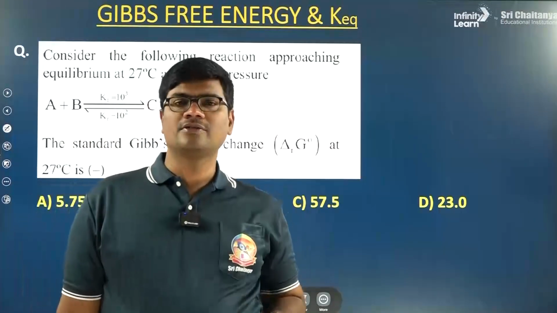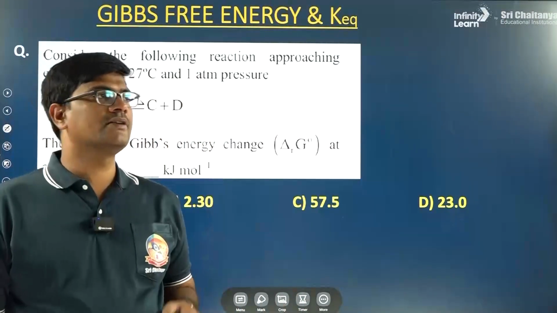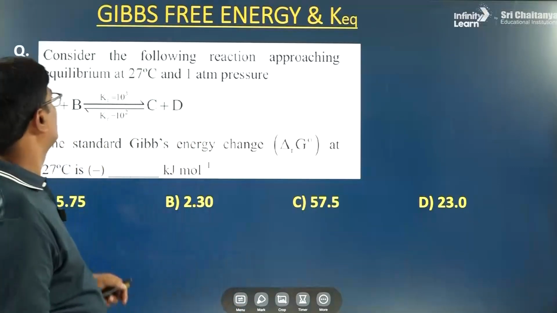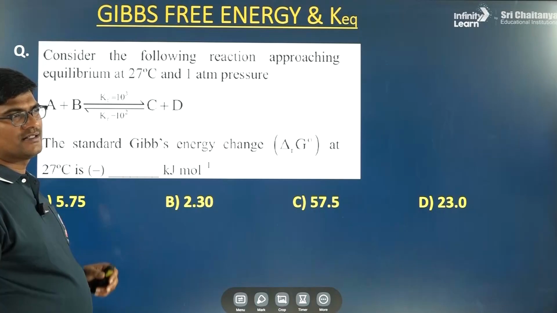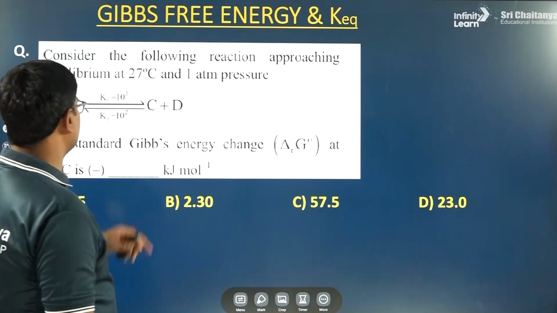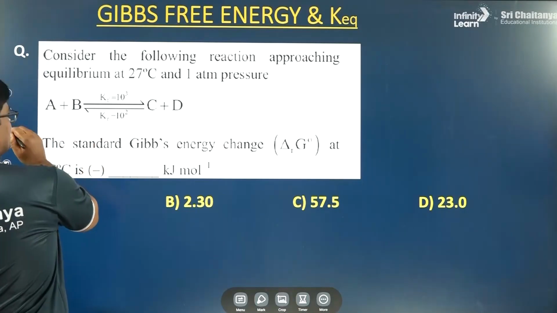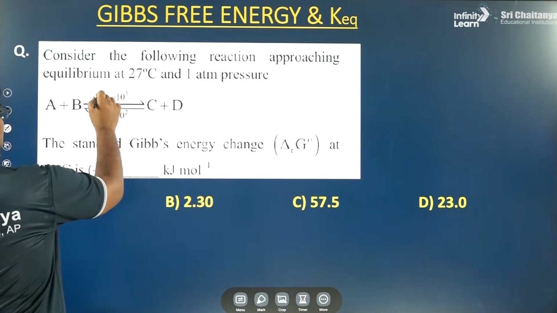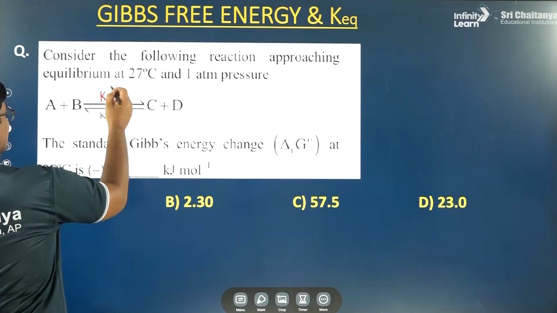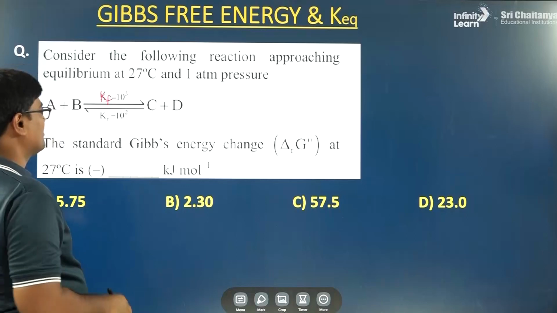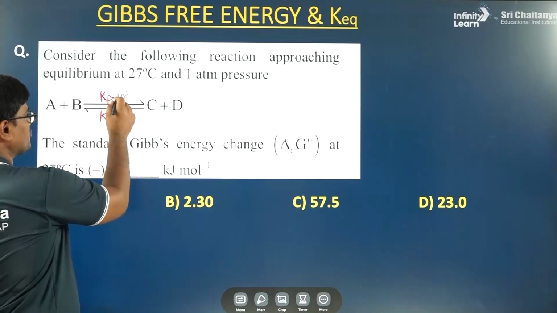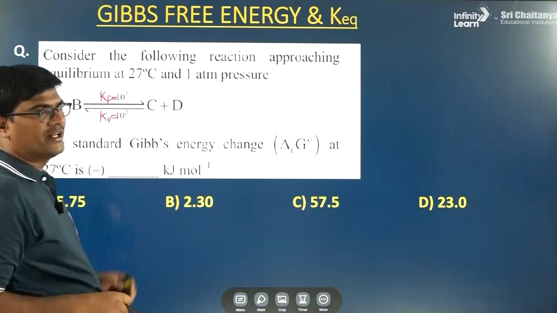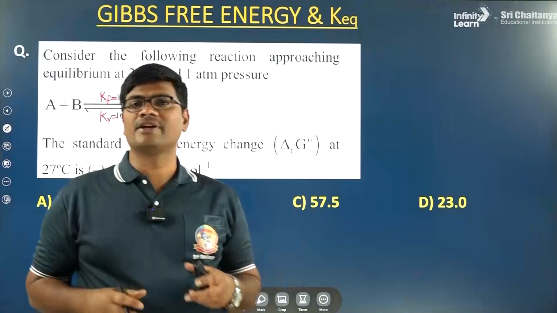This question is related to the relation between Gibbs free energy and equilibrium constant. Look at the question. Consider the following reaction approaching equilibrium at 27 degrees Celsius and 1 atmospheric pressure. A plus B gives C plus D, where the forward rate constant is 10 power 3 and the backward rate constant is 10 power 2, 10 square. Then we need to identify the standard Gibbs free energy change.